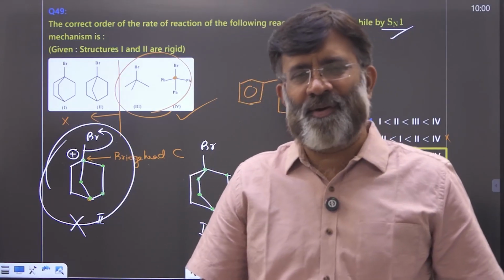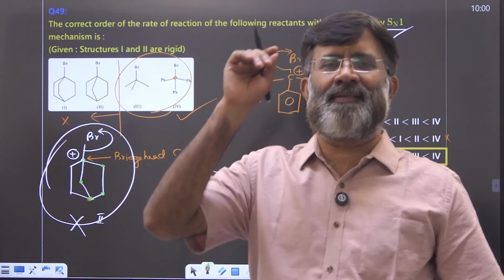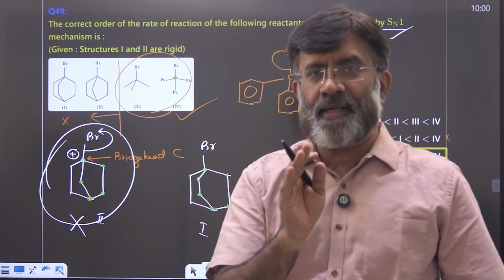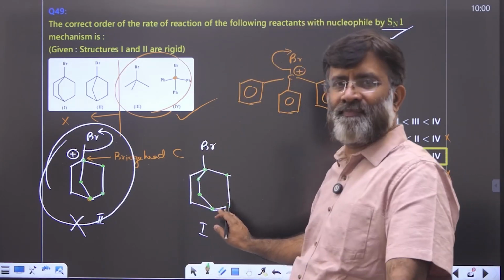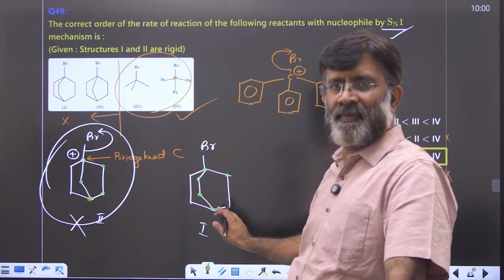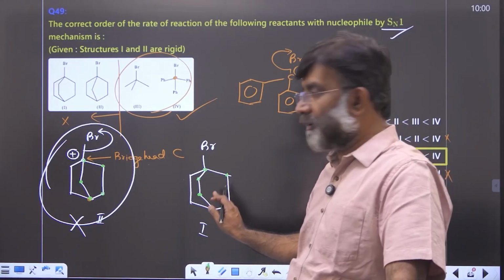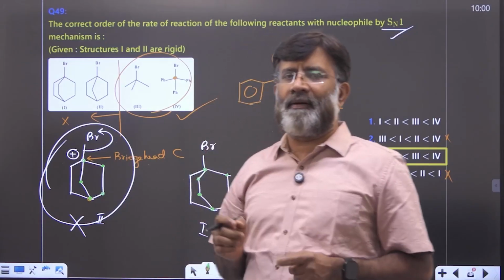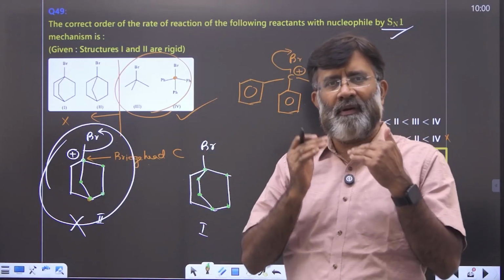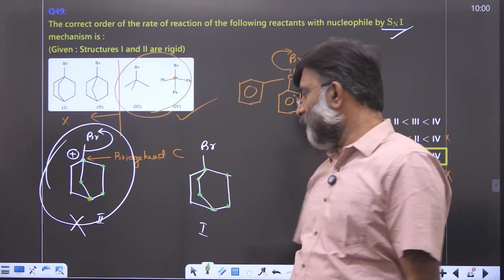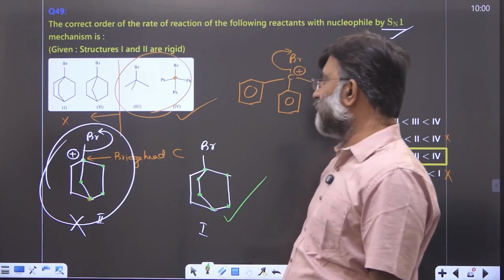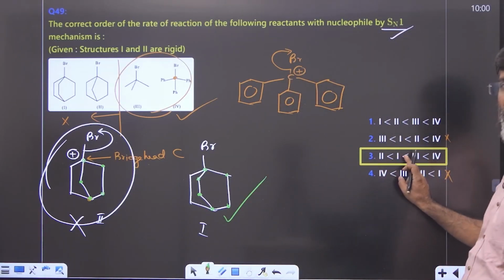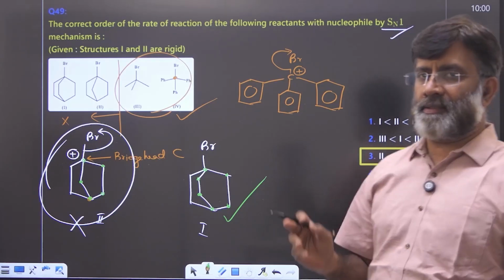Both carbocations are unstable because they form a bridgehead carbocation. But relatively, this is better compared to this, because that molecule is a bit more strained. This molecule is a bit less strained. So this will come after 3. After 3, it will be 1, and 2 will be last.